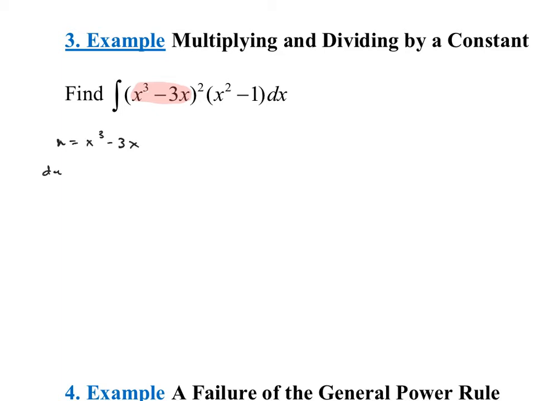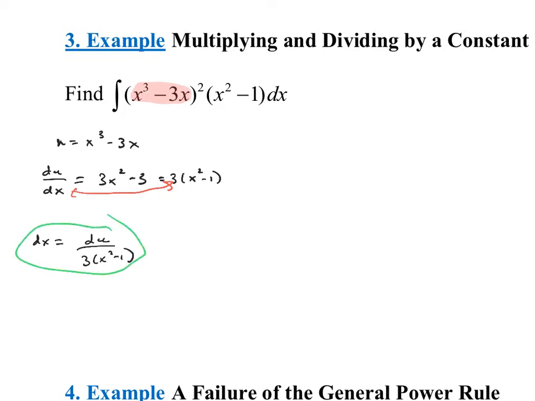Again, I'm going to differentiate both sides with respect to x. So the derivative of u with respect to x would be 3x squared minus 3. I'm just going to note real quick that I could factor a 3 out of that, so that would be 3 times (x squared minus 1). Now I'm going to solve for dx by swapping, doing my cross multiplication essentially. So I'm going to multiply both sides by dx, divide both sides by 3 times (x squared minus 1). And I'd have dx equals du over 3 times (x squared minus 1).